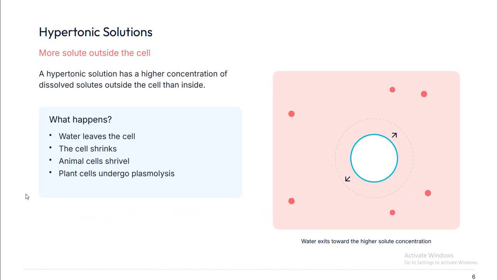Okay, so the first environment we're gonna talk about is hypertonic solutions. There's 3 of these environments we're gonna go over, and in our first one we have more solute outside the cell. So these are our solute, and you can think about this. Also, don't get that confused with solvent.